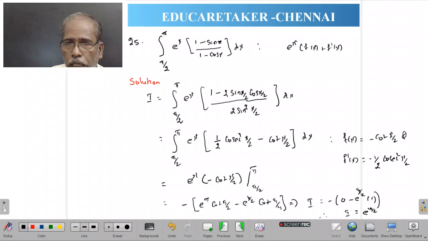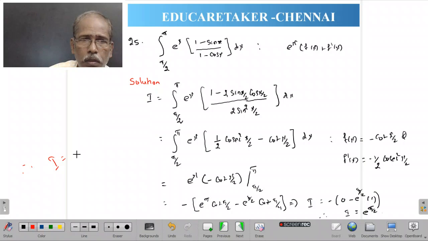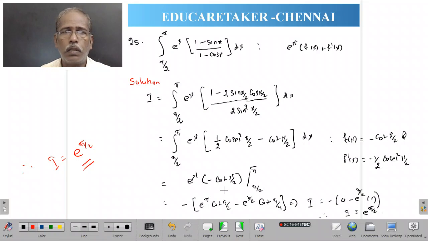And therefore the final answer of question 25: I is equal to e power pi by 2. This is the answer. Copy it. We'll go to the next question. Question number 26, we are going to discuss now; go through and copy it.